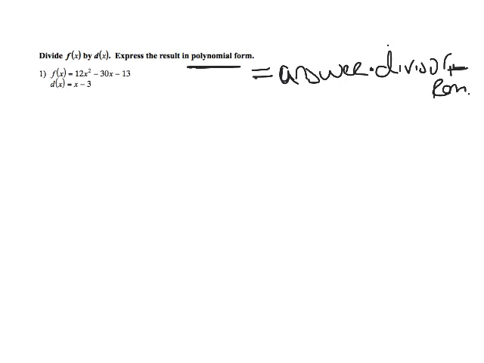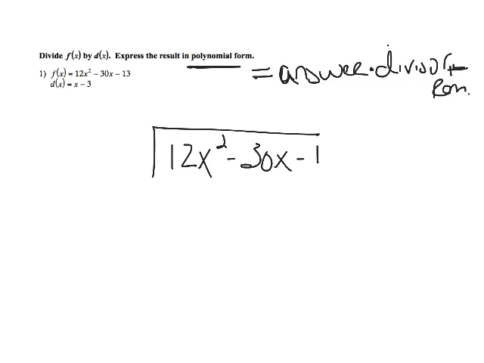So long division, right? We are going to write our big old bar, our division bar. We write our dividend underneath, 12x squared minus 30x minus 13. I do not need any placeholders. I have an x squared, an x, and then a constant, and I am dividing by x minus 3. All right, just like long division, you're trying to figure out how many times something goes into it. So x goes into 12x squared a total of 12x times.